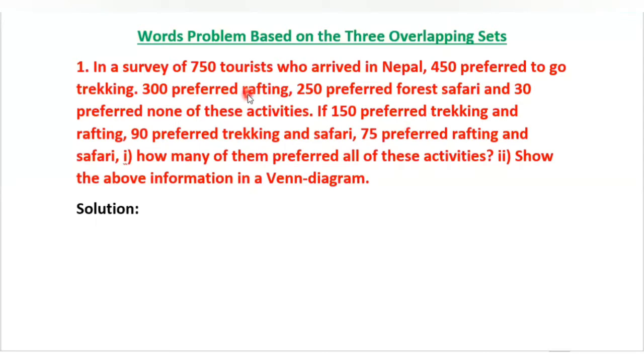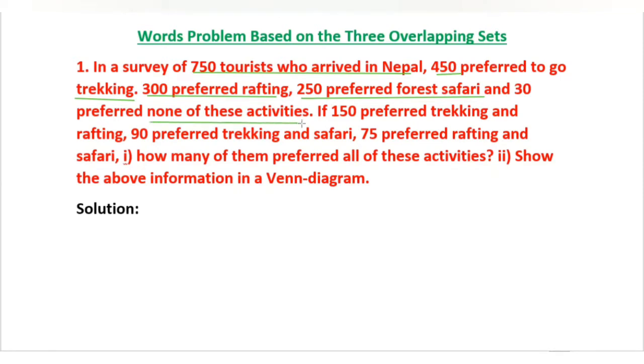See here, 750 tourists arrived in Nepal, total 750 we have. 450 prefer to go trekking, 350 for rafting, and 250 prefer a safari. And 30 none of these.